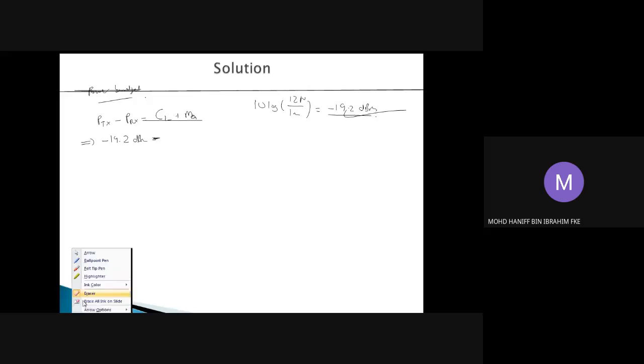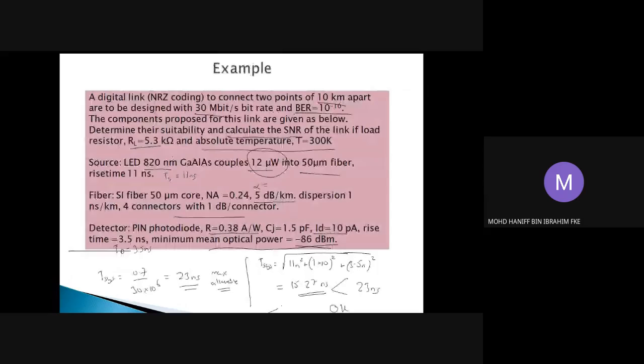Okay then. So we have this as negative 86 dBm equals the channel loss. The channel loss is comprised of a few components: a contribution from the connectors and a contribution from the fiber attenuation itself.